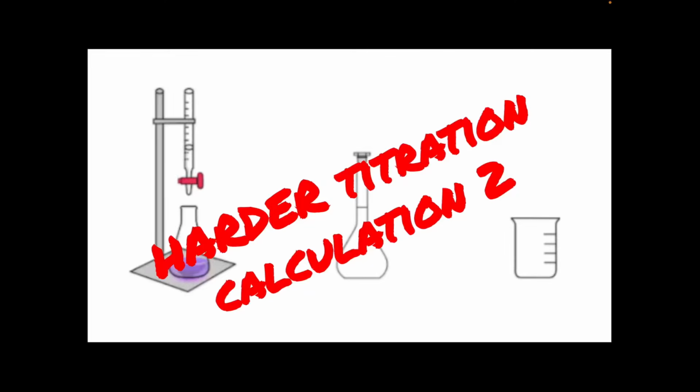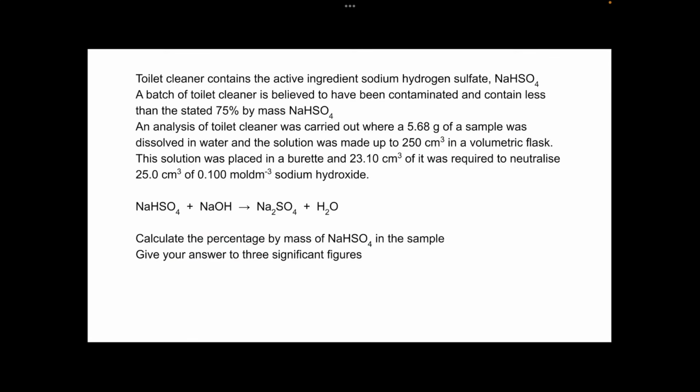In this second harder titrations calculations video, I'm going to look at how you can work out the percentage by mass of a chemical in a solid. So there's the question. If you want to pause the video, have a go at that and then play on when you're ready for the answers.